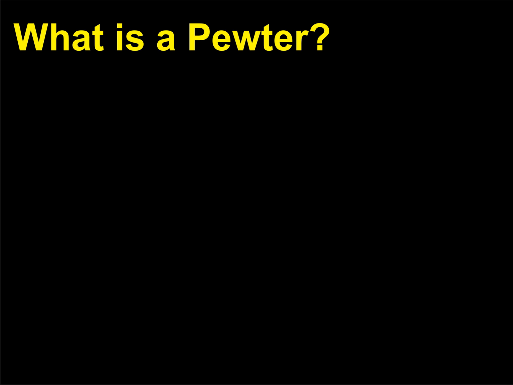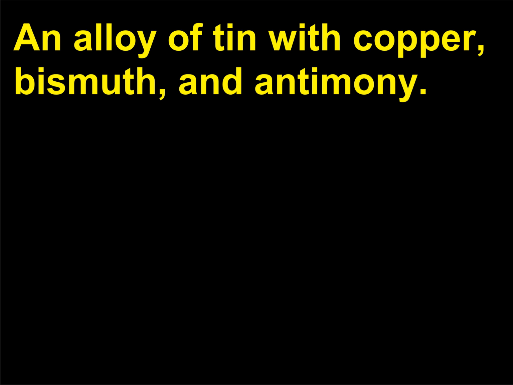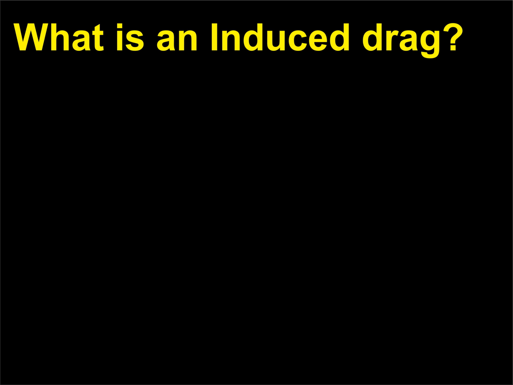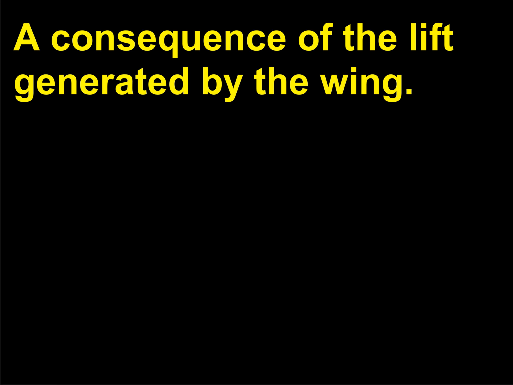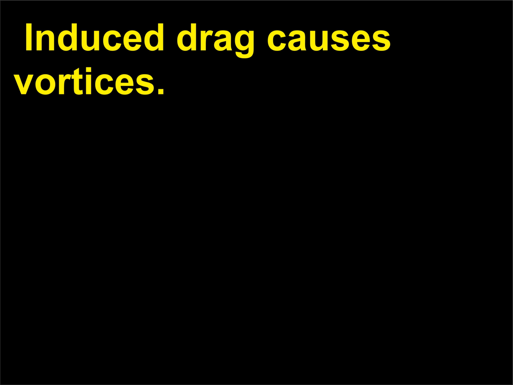What is a pewter? An alloy of tin with copper, bismuth, and antimony. What is an induced drag? A consequence of the lift generated by the wing. Induced drag causes vortices.